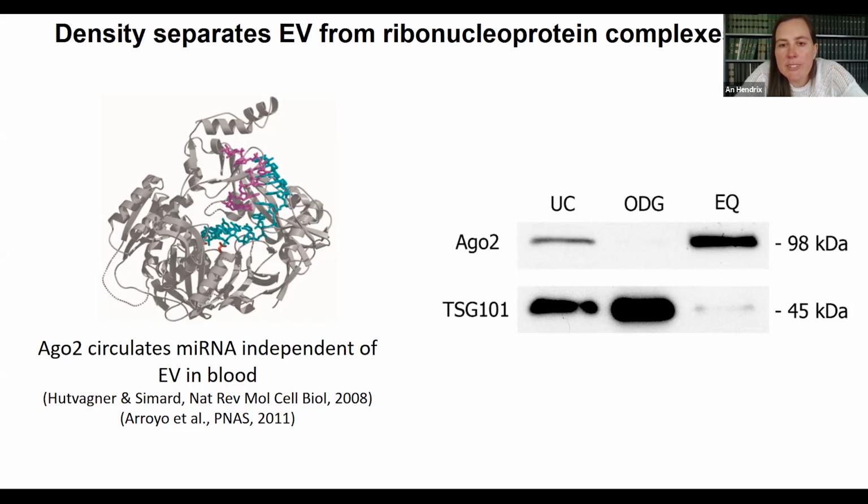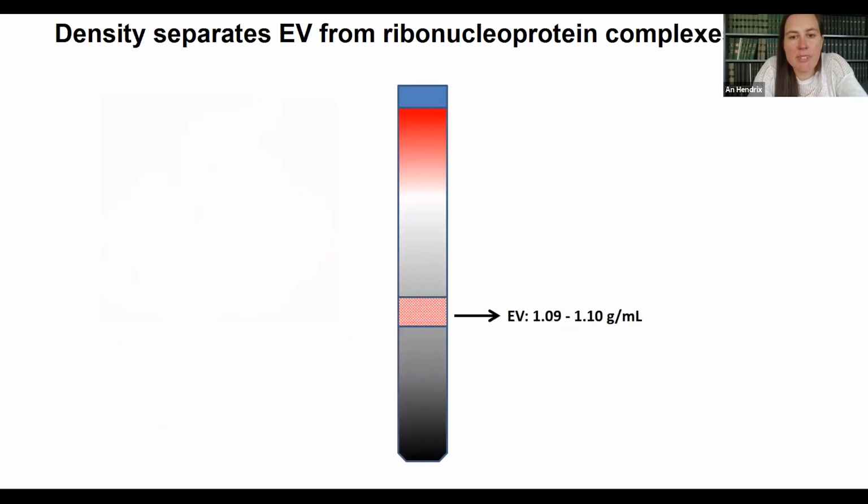So we evaluated the EV preparations that we obtained for the co-separation of the extracellular vesicle-associated protein TSG101 and the Argonaute-2 ribonucleoprotein complex protein. What we observed is that with density gradient centrifugation, we have a clear enrichment in the extracellular vesicle-associated marker, while with differential ultracentrifugation and the ExoQuick method, we had a clear co-separation of both the ribonucleoprotein complexes together with extracellular vesicles.